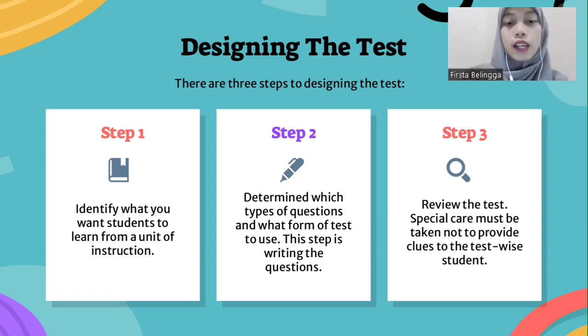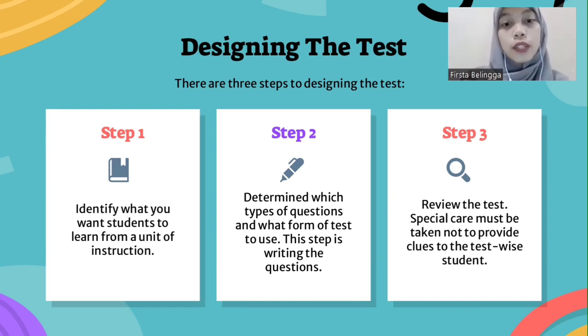So, how to design the achievement test? Here are three steps of designing the achievement test. The first step is to identify what you want students to learn from a unit of instruction. Consider the relative importance of the objectives and include more questions about the most important learning objectives. And then you should take the second step, determine which types of questions and what form of test to use.